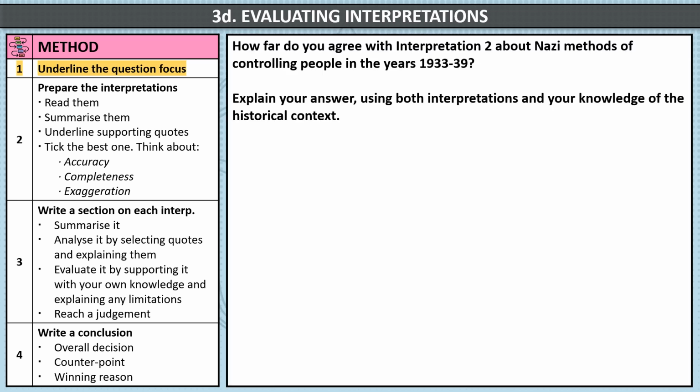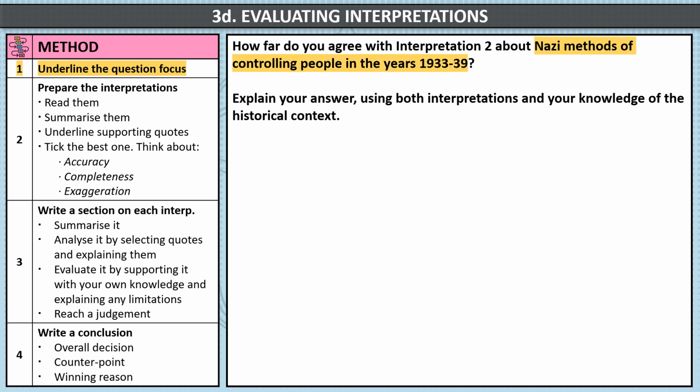And here's the question we're going to practice on. How far do you agree with interpretation 2 about Nazi methods of controlling people in the years 1933 to 39? Now, because the question says, how far do you agree with interpretation 2, we know we need to evaluate the interpretation. This means we have to decide how good or how true the interpretation is. We will write about what the interpretation gets right and what it gets wrong. In other words, the strengths and limitations of the interpretation. And remember, we have to cover both interpretations in our answer.